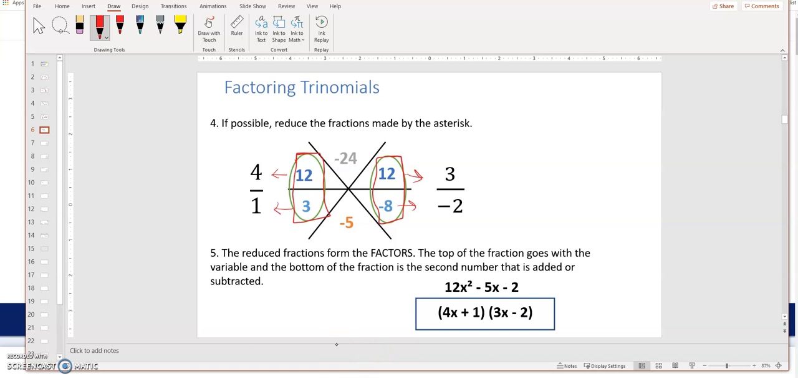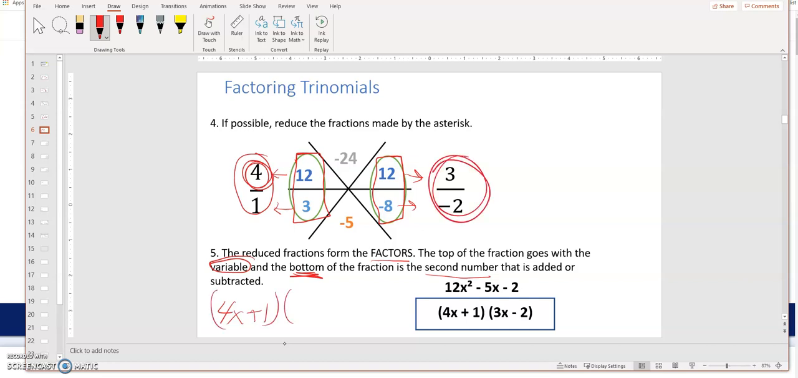So the last step, the reduced fractions form the factors. The top of the fraction goes with the variable. Okay, top goes with variable. The bottom is the second number that's added or subtracted. So you're just going to rewrite it. So look over here. This was my reduced fraction. 4, that's the top number. Top goes with the variable. So I would write 4x. The bottom number is added or subtracted. This is a +1, so it's going to be added.